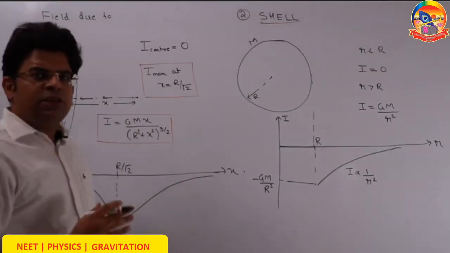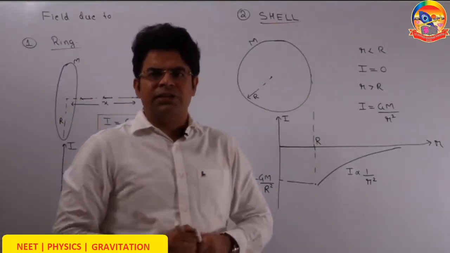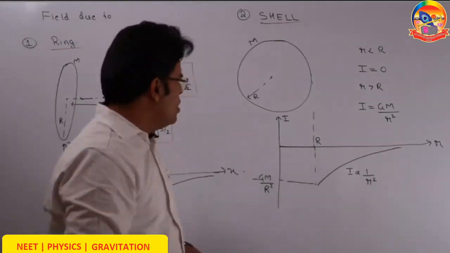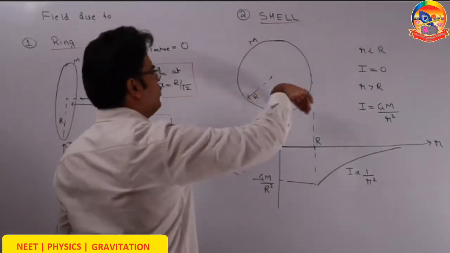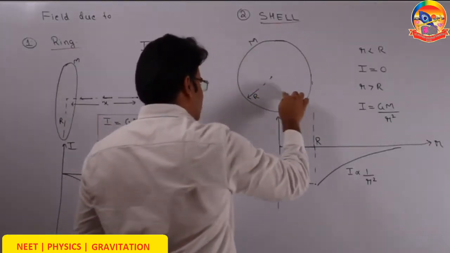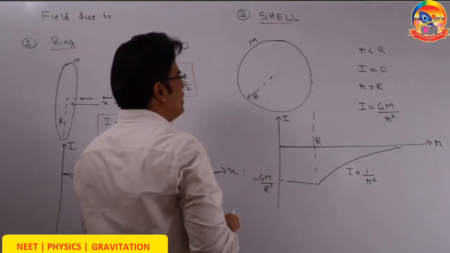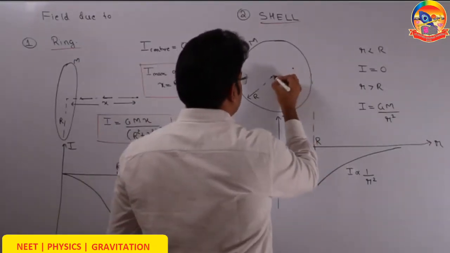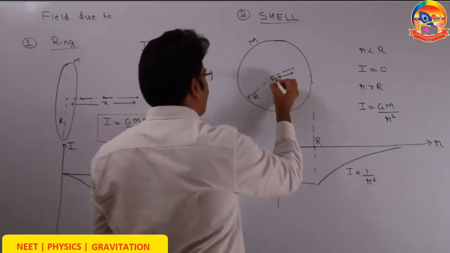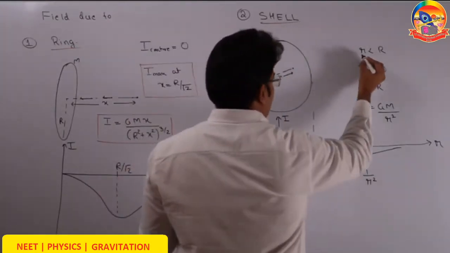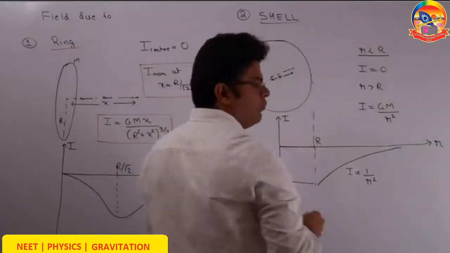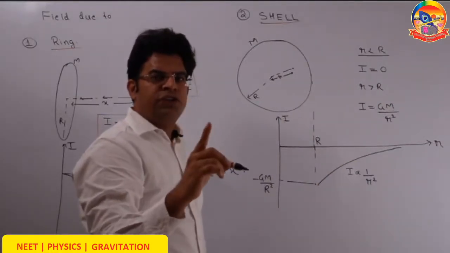Next, what is the field due to a shell? Shell means having a mass only on the surface. There is no mass inside. Now, let's say we have a shell of mass m having radius r and there is nothing inside. Since there is nothing inside, remember that the field inside a shell due to the shell is 0. So if you go to some random point inside the shell, for distance from the center less than the radius, the field comes out to be 0. The field inside a shell because of the shell is 0.